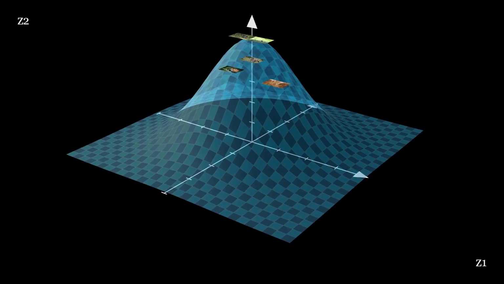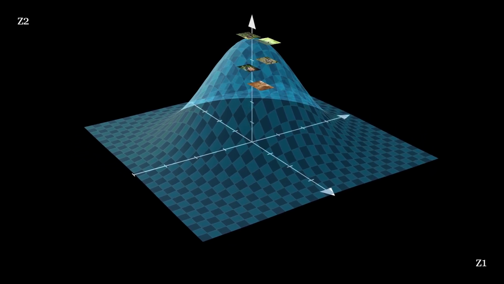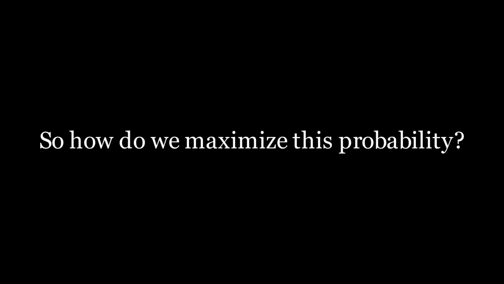How does a variational autoencoder work? The goal of a VAE is to learn a generative model that assigns high probability to the images in our dataset. So how do we maximize this probability? Let's derive it.